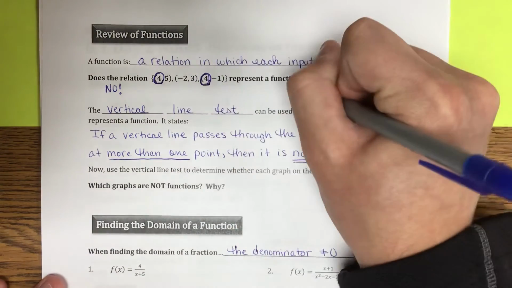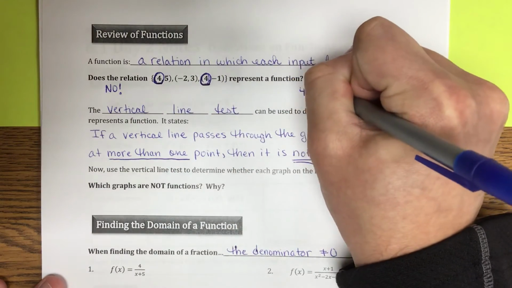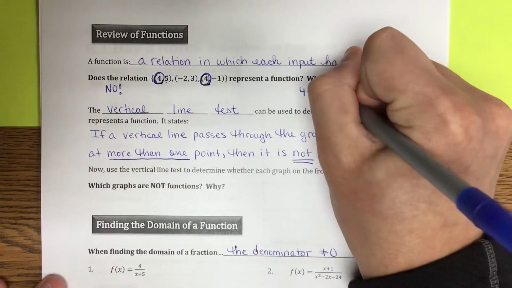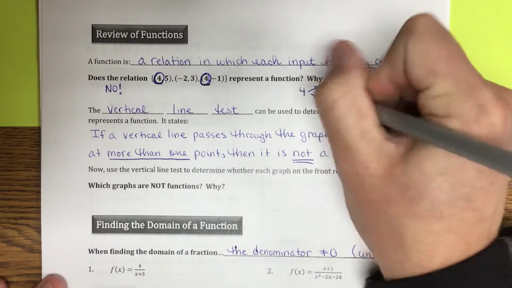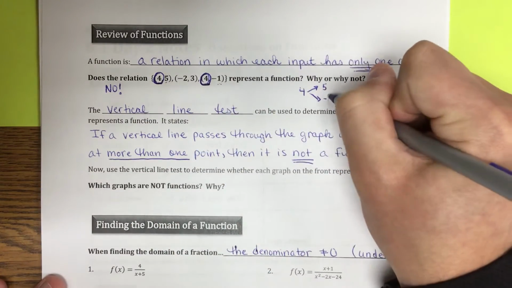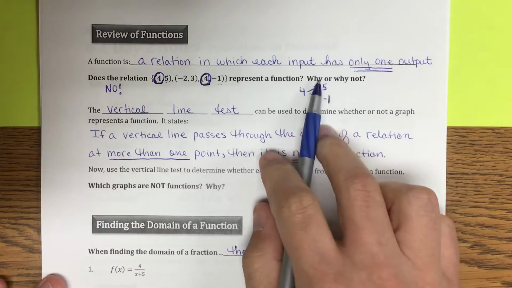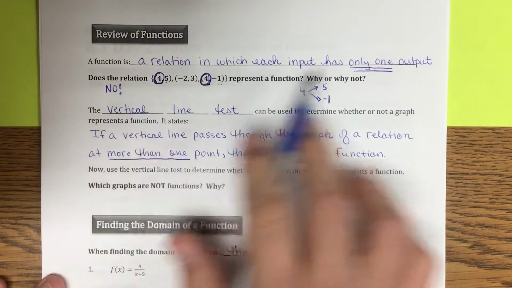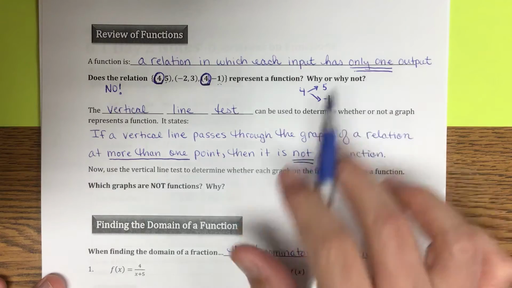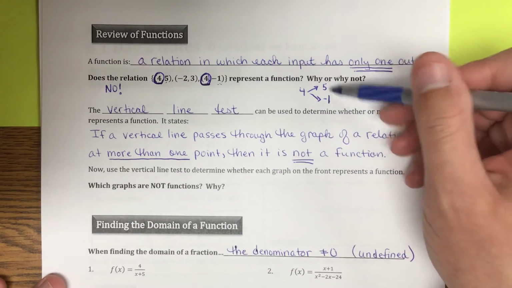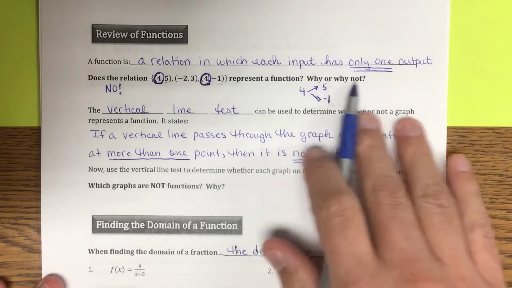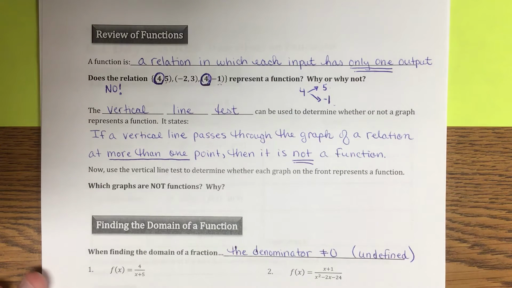Okay, so if you look here, 4 not only corresponds to this y value of 5, but it also corresponds to y value of -1. So it says why or why not, and you could say it has more than one output. And I've kind of shown those two outputs here. But I'll go ahead and let you fill in the explanation.